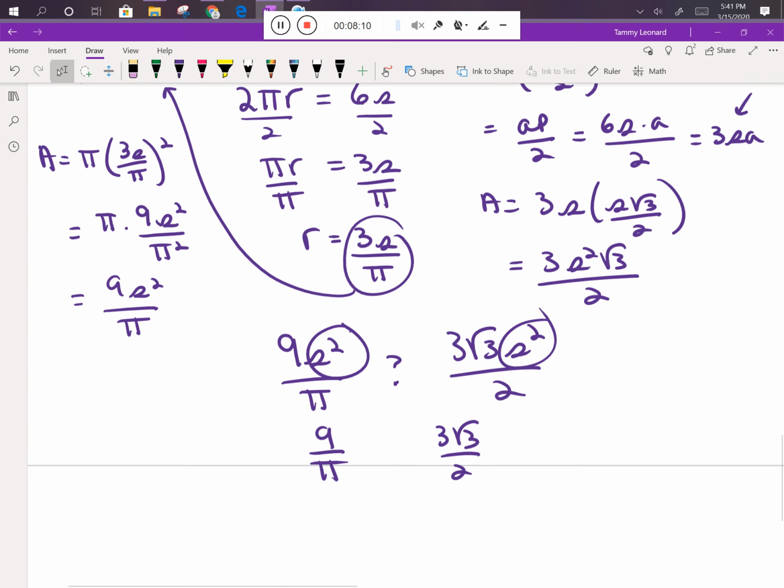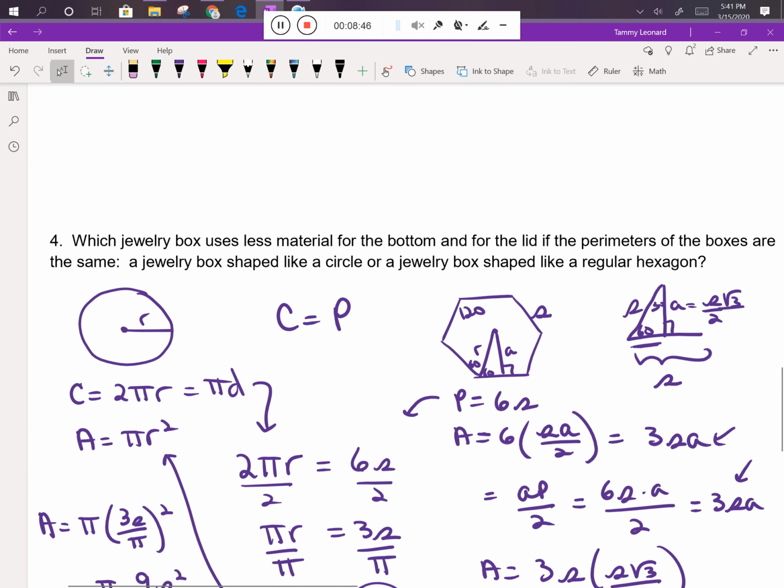If you divide 9 by pi in your calculator, you're going to get approximately 2.86. If you take 3 root 3 over 2 and type that into your calculator, you're going to get approximately 2.60. Well, we can see that the circle has the bigger area, which you probably guessed if you know anything about how areas of polygons versus circles works. So we can conclude that the container with the round base will have the greatest area and the hexagon will have the least area. So if we want to use less material, we're going to use the one with the regular hexagon.